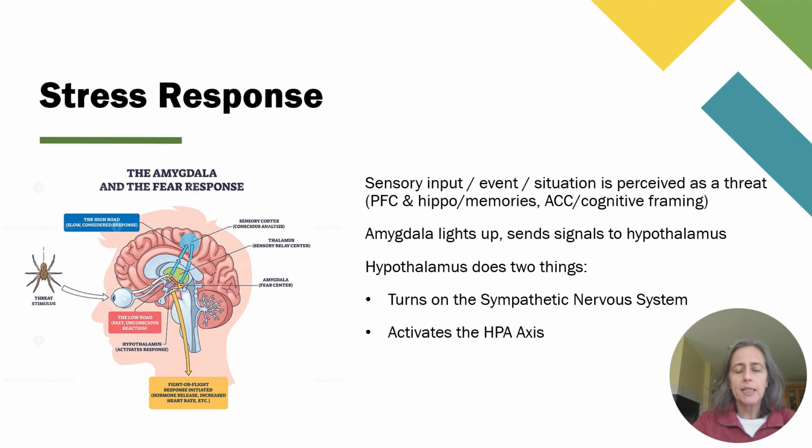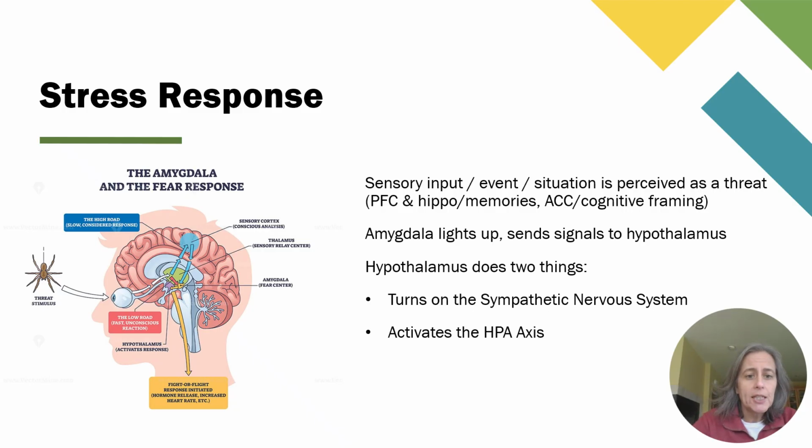Something happens, it scares you, it threatens you, you perceive it as something that is a threat to your health, well-being, what have you. So your prefrontal cortex and your hippocampus are processing memories to understand this event. Your anterior cingulate cortex is framing it cognitively: just relax, it's just a spider, or, oh my gosh, right? And your amygdala, which we talked about, is important for fear, lights up and sends a signal to the hypothalamus. And I am very afraid of spiders.